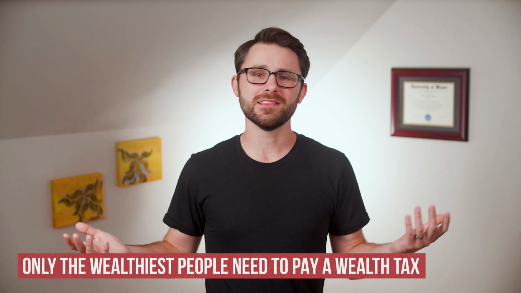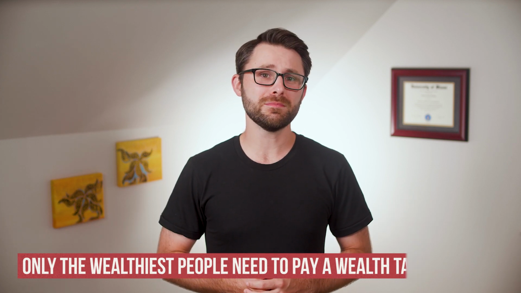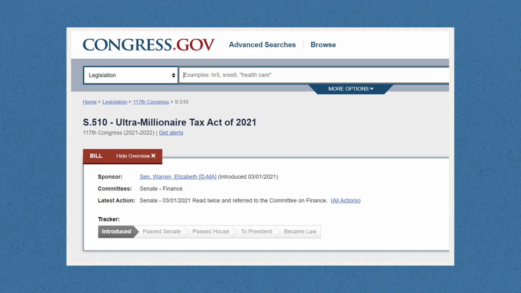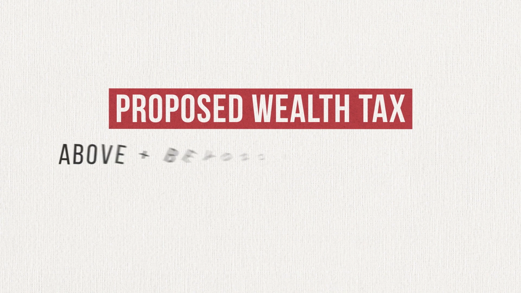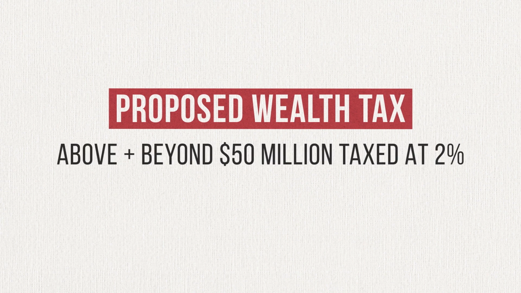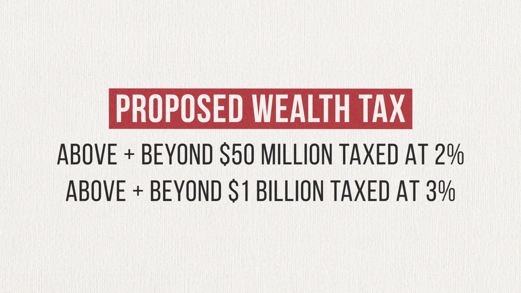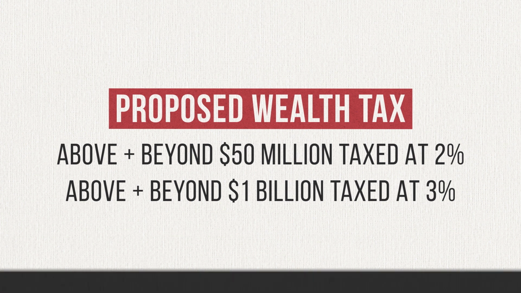How wealthy? The threshold being kicked around is $50 million. Under the proposed Ultra-Millionaire Tax Act of 2021, any wealth above and beyond that amount would be taxed at 2%, and any wealth above and beyond $1 billion would be taxed at 3%.